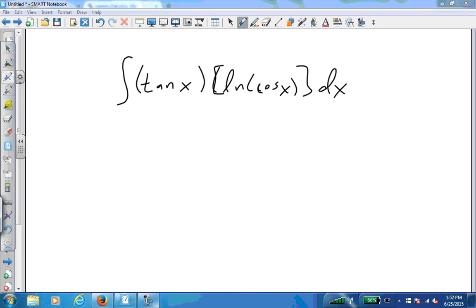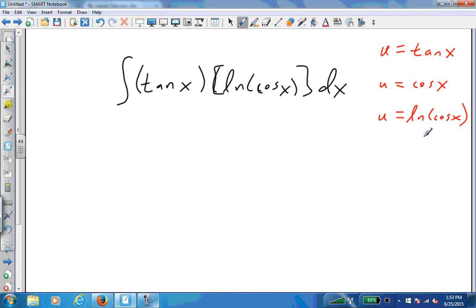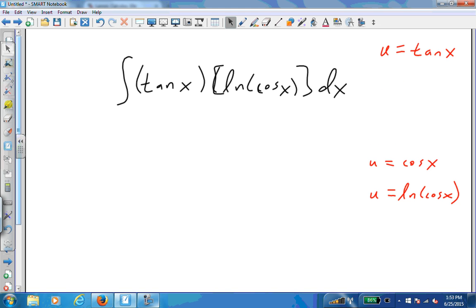So there are a variety of things we could pick for u. Of course, letting u be just x, that doesn't really make much sense because that's just changing x to a different letter. X, u, that's all the same. So we could use tangent, we could use cosine, or we could let u be natural log of cosine. All of those are options of things that we could let u be. So let's start with the first one.